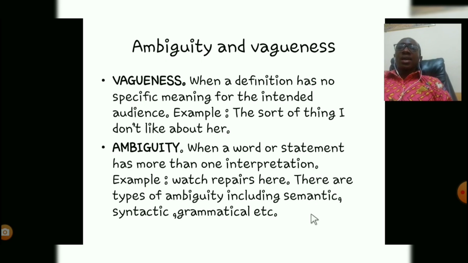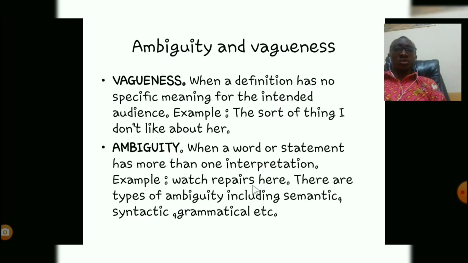Ambiguity is whereby a word or a statement has more than one meaning or is open to more than one interpretation. For example, "Watch repairs here." Someone would take it like, we repair here, so come and watch what we are repairing, whether it's TV or a fridge. If you want to watch how things are repaired, come here and watch them. Or a place we repair watches. So you see, this simple statement has more than one meaning.